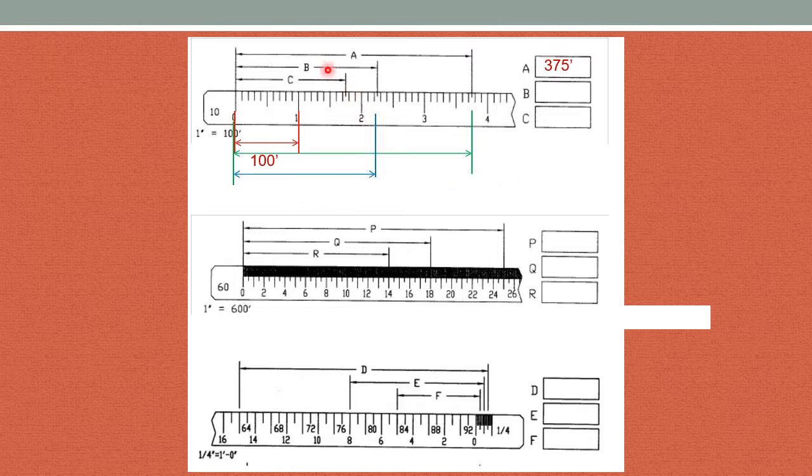This dimension, B, is 225, and the C dimension is 175.